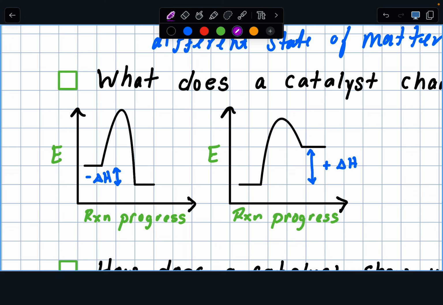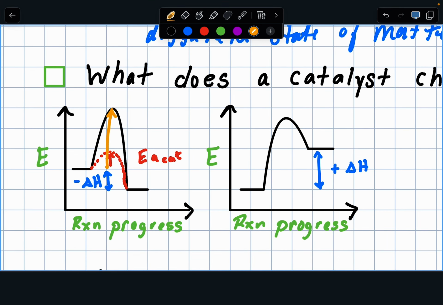So what a catalyst does, let's actually use red, it creates an alternative pathway like that. So you'll see that on the AP exam, or you'll have to draw it yourself. So then this is the new activation energy, EA with a catalyst, whereas before the activation energy went from here to the top, okay? So again, this is where that transition state is, and then you have an activation energy of the reaction without having a catalyst.